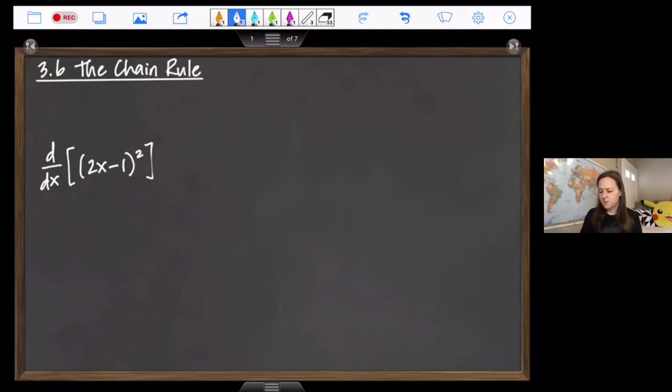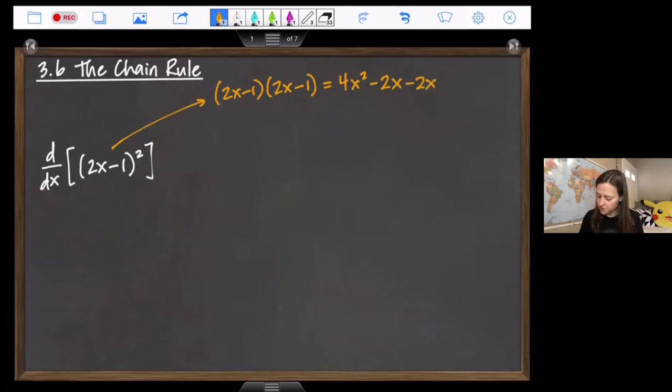So I'm going to do it by FOILing, just so that we see what the correct answer is for this derivative. So I'm going to take my 2x minus 1 times 2x minus 1 and just multiply it all out. So my first terms give me 4x squared. My outer terms give me negative 2x, and the inner terms too, and then negative 1 times negative 1 is positive 1. So this ends up being 4x squared minus 4x plus 1.